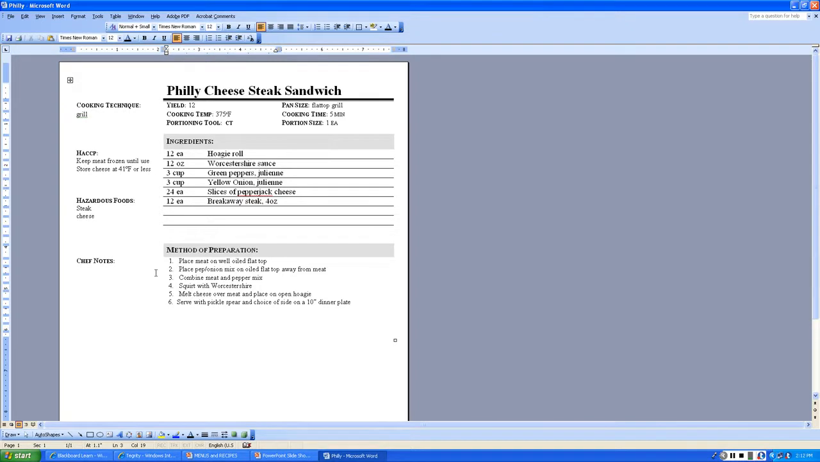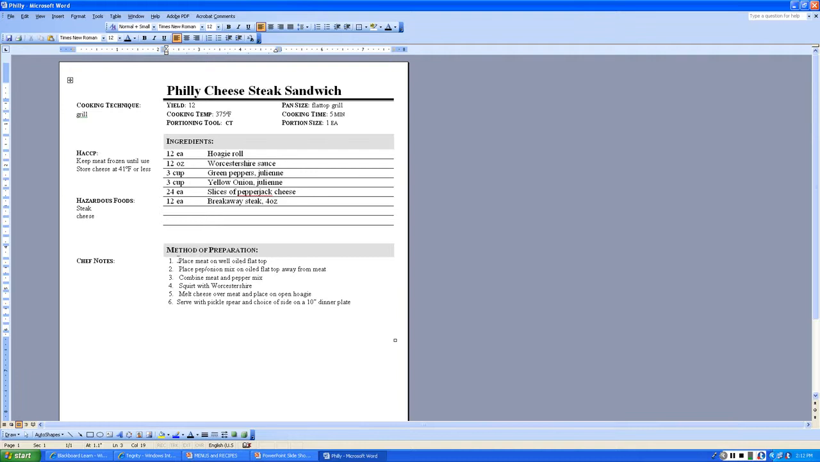Hazardous foods, steak and cheese. It tells us that we need 12 each of our hoagie rolls, 12 ounces of Worcestershire sauce, 3 cups of green peppers julienne, 3 cups of yellow onions julienne. And the julienne, for those that don't know, is a specific culinary term for the size of the cut peppers and onions. Sometimes you'll hear it referred to as a matchstick cut. It's essentially a julienne. So 3 cups of those, 3 cups of those, 24 slices of pepper jack cheese, and 12 4-ounce breakaway steaks. I'll show you a couple more standardized recipes over the next couple of days.